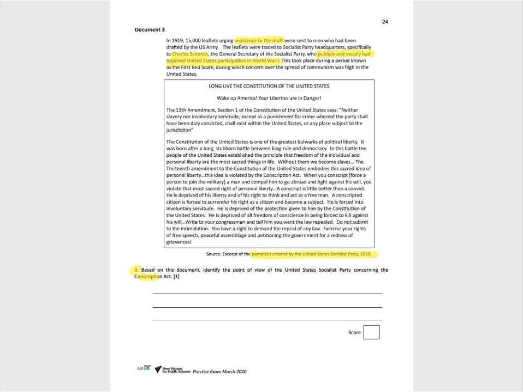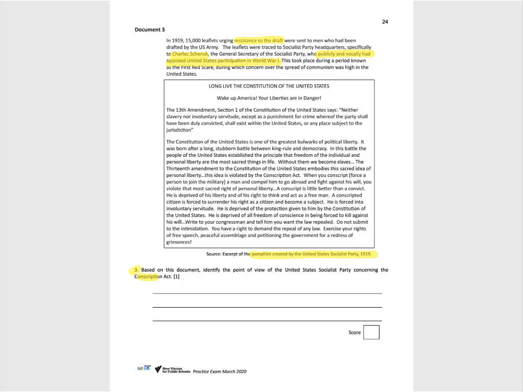Long live the Constitution of the United States. Wake up, America. Your liberties are in danger. The 13th Amendment, Section 1 of the Constitution of the United States says, neither slavery nor involuntary servitude, except as punishment for crime whereof the party shall have been duly convicted, shall exist within the United States, or any place subject to the jurisdiction. The Constitution of the United States is one of the greatest bulwarks of political liberty.